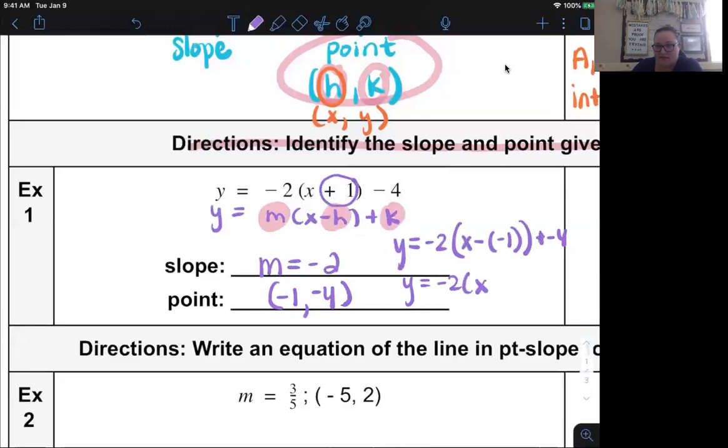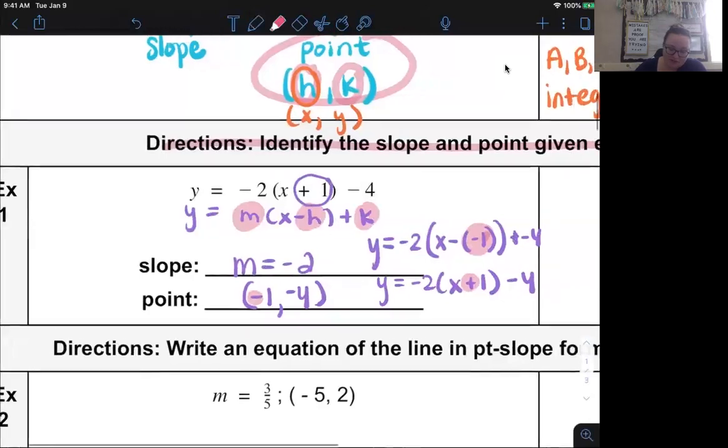What's minus a negative 1? Plus 1. And then what's plus negative 4? Plus a negative 4. It would just be negative 4. So as you can see, when h is negative, it gives you a positive sign in the equation. So that's how I knew it was going to be negative in my point, h, k.